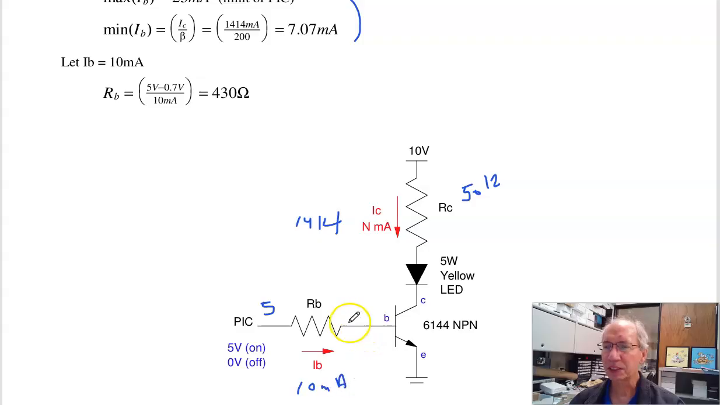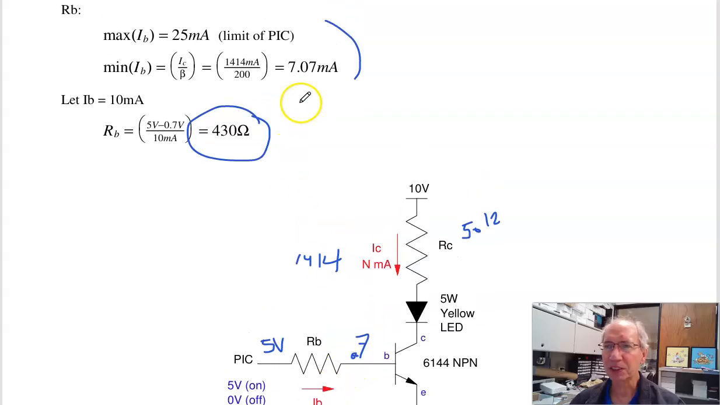the resistance is then 5 volts on the left. This is a diode. The voltage drop across the silicon diode is about 0.7 volts. 5 minus 0.7 is 4.3 volts. 4.3 volts at 10 milliamps is 430 ohms. So this works. There's actually a wide range. As long as IB is between 7 and 25 milliamps, it'll work.